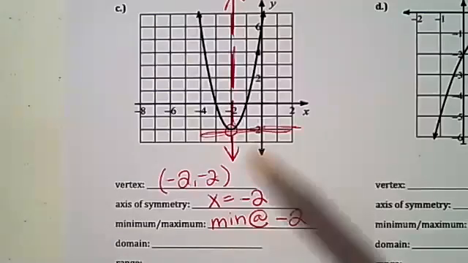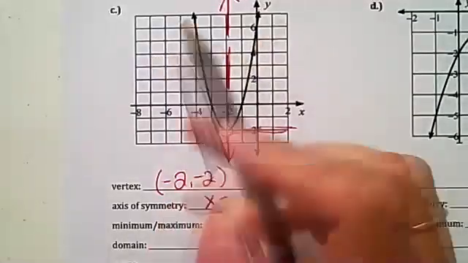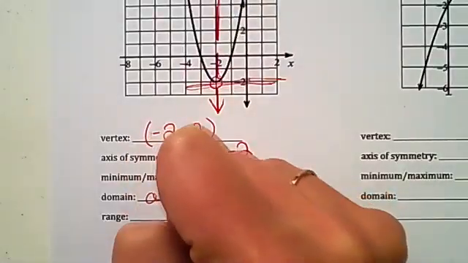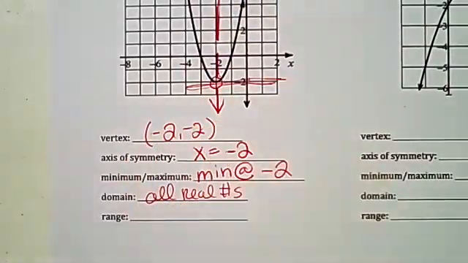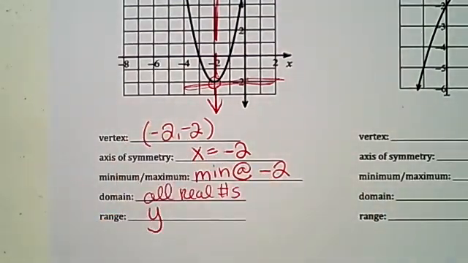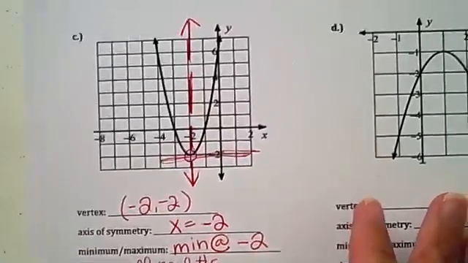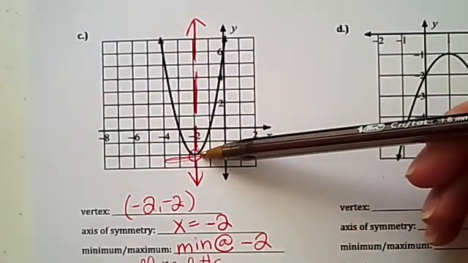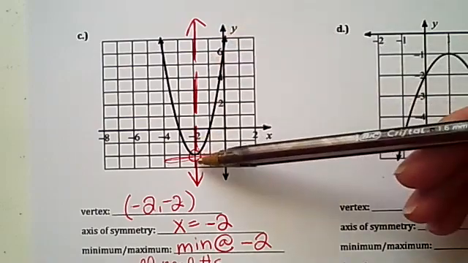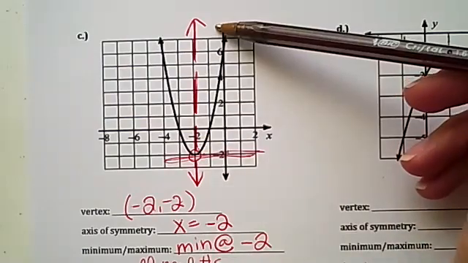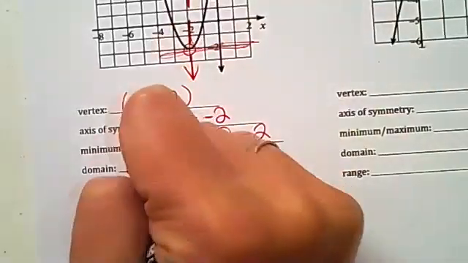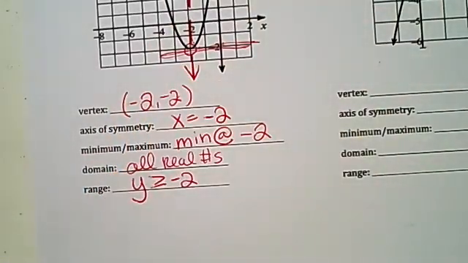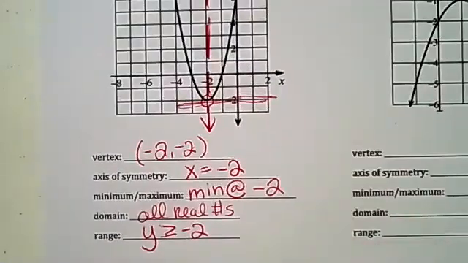Okay, domain is, remember, all real numbers because we're looking at it from left to right. And then lastly, for the range, I know I need a y, and now we have to determine, is it greater than or is it less than? If this is our low point, -2, is the graph above it or below it? It's above it. So that means y is greater than or equal to -2. And that would be your range. So there's a graph example.